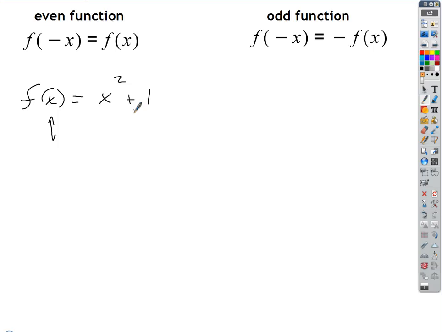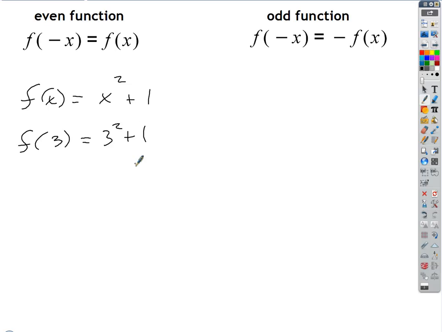Okay, for example, what if I want to calculate f of 3? What am I going to get back? 3 to the second power plus 1. How come? Because I'm going to follow that rule.